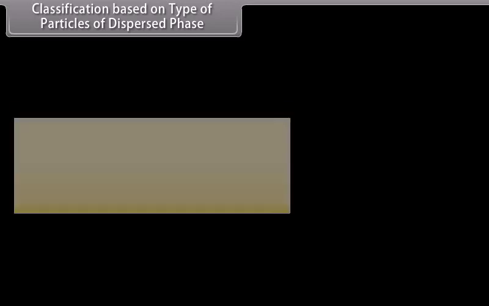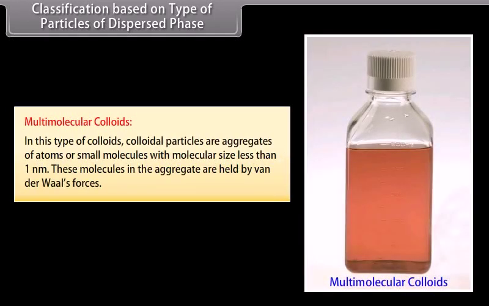Classification based on nature of particles. On the basis of nature of the particles of dispersed phase, colloids are divided into three categories. Multimolecular colloids. In this type of colloids, colloidal particles are aggregates of atoms or small molecules with molecular size less than 1 nanometer. These molecules in the aggregate are held by van der Waals forces.